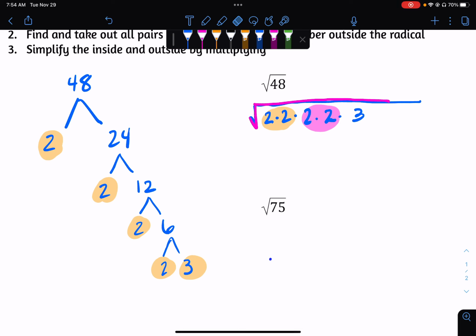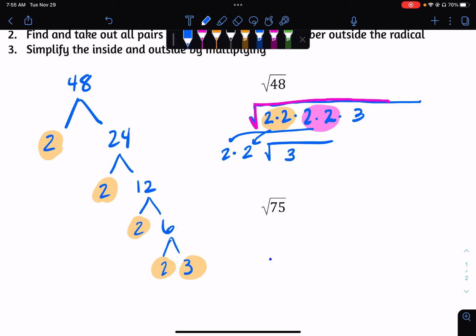So what I want you to know is when they take these pairs out, they become 1. So this pair right here, when I take it out, it's 2. So I'm going to rewrite my square root. This one becomes 2, and I have one more that I'm going to take out. It's going to become another 2. And the 3, since this 3 doesn't have a pair, it stays underneath the radical like that.